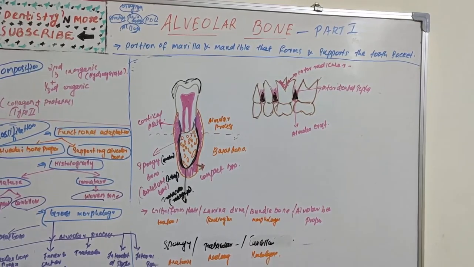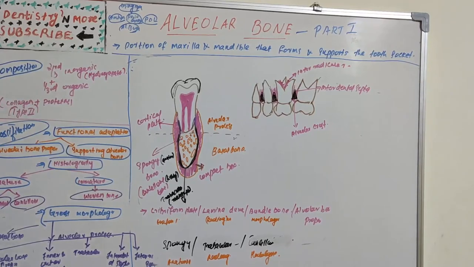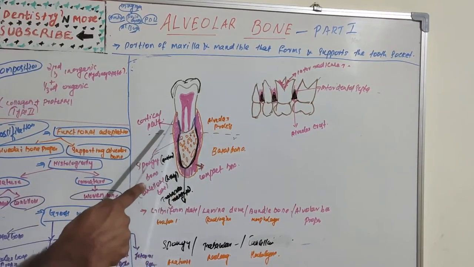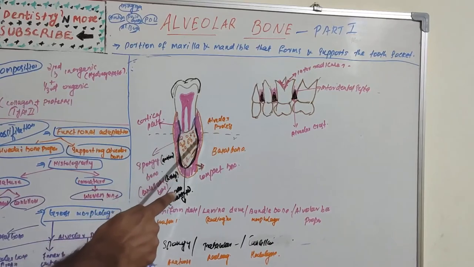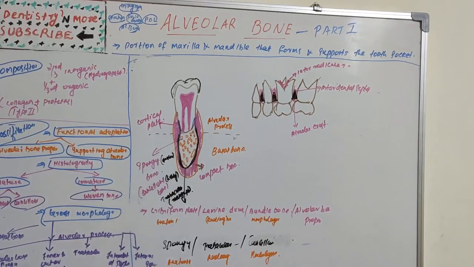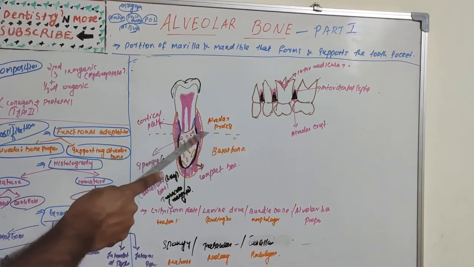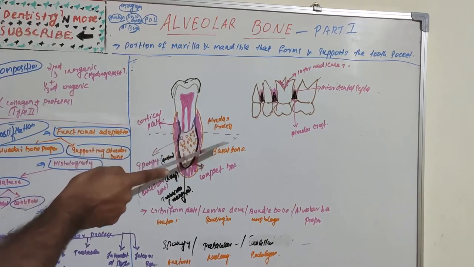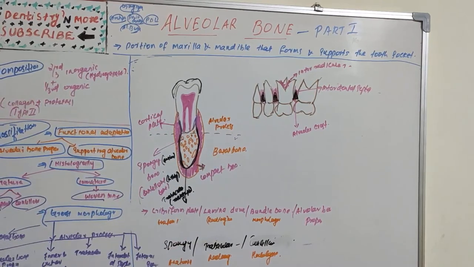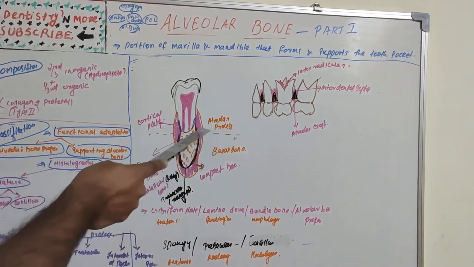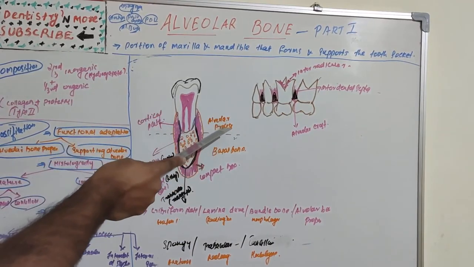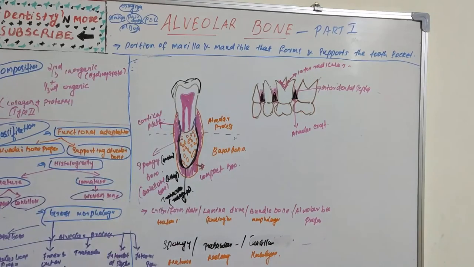So it is around the teeth actually. Now we have the inner and outer cortical plates. The alveolar process is continuous with the basal bone of the maxilla and mandible. So this is the basal bone. The alveolar process is continuous with the basal bone. As I mentioned, the root tip keeps the alveolar process away from the basal bone, but it is continuous. We can keep an arbitrary point and divide the entire bone into alveolar process and basal bone.